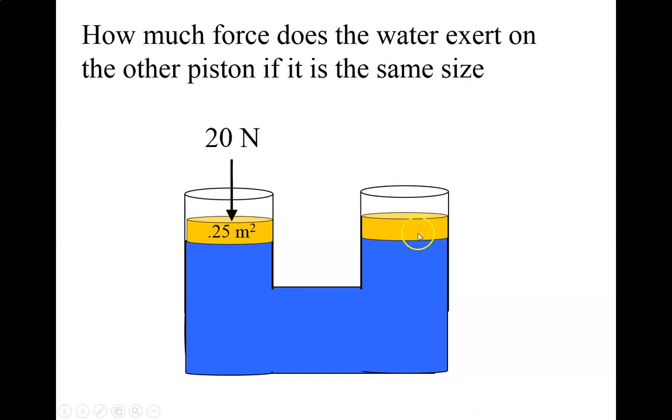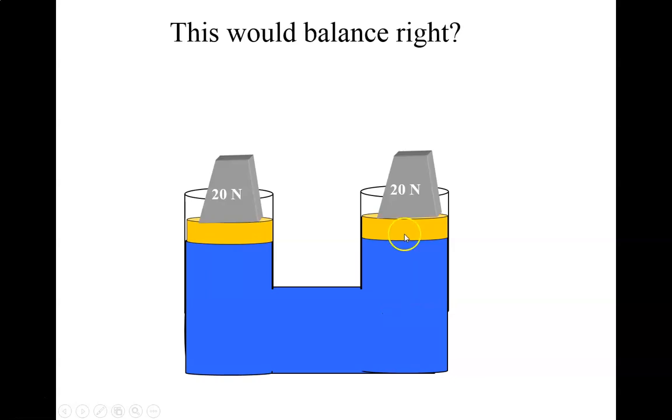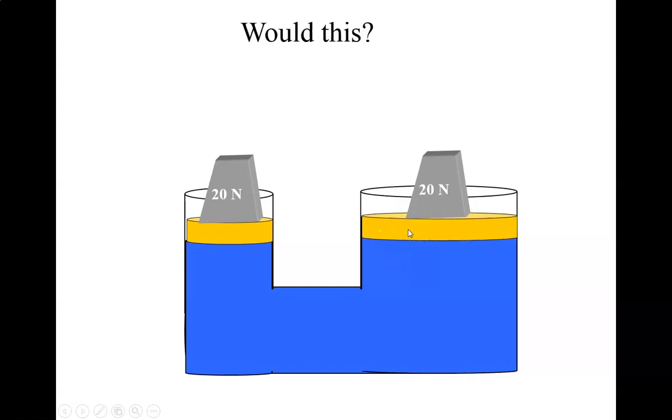Now how much force does this exert if this piston plug is the same size as this piston plug? Well, it's going to be 20 newtons. 80 pascals times 0.25 meters squared gives me 20 newtons. So I could set this on here if these were equal sized plugs, and this would balance. Now would this balance?